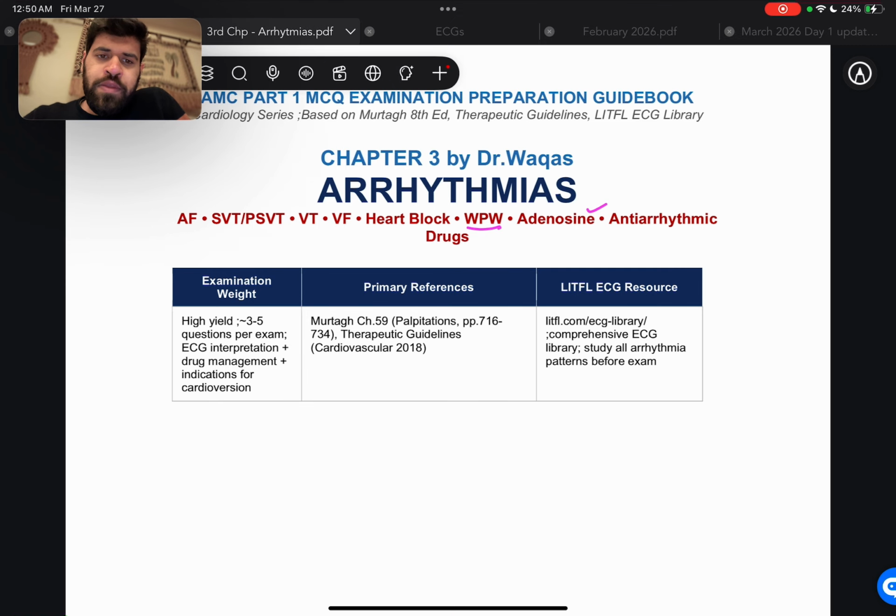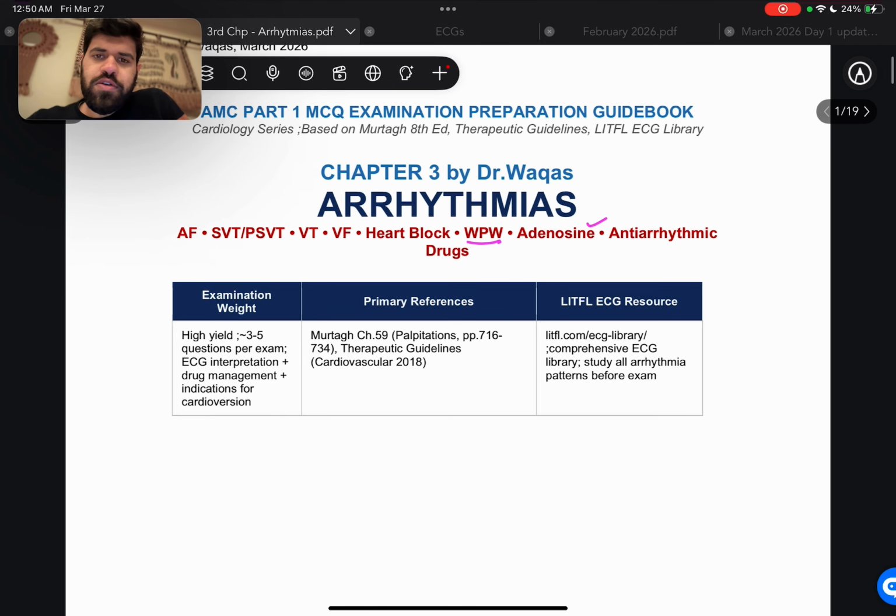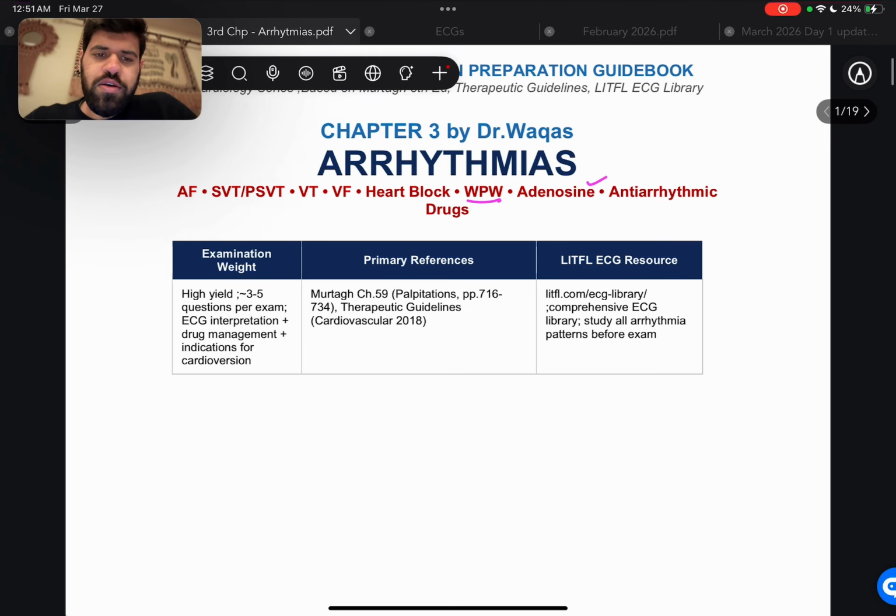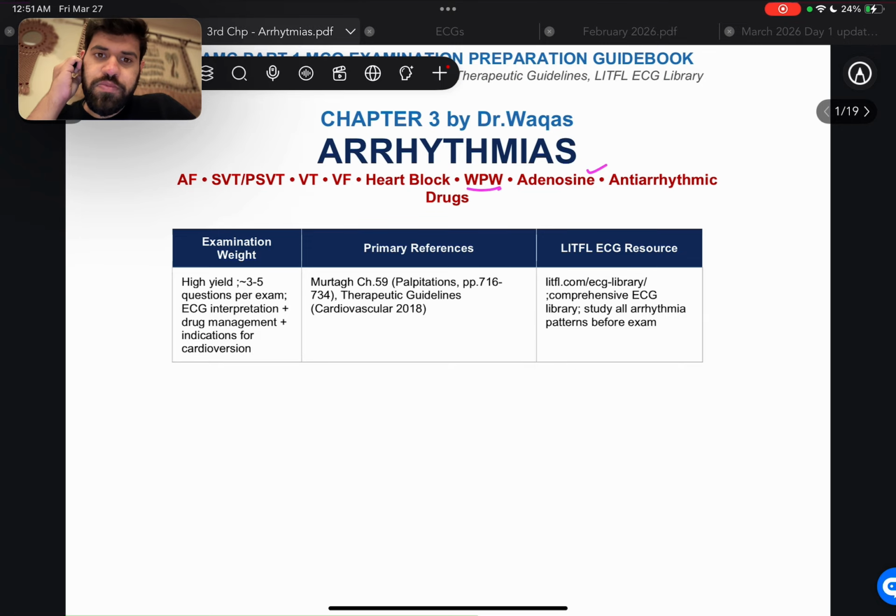arrhythmias. Now, to start off, again, this is the third chapter for the cardiology block, and after this we just have one more chapter left, chapter 4, in which we'll be going over hypertension, and after that we'll be done with the cardiology block, and then you can start revision along with me.